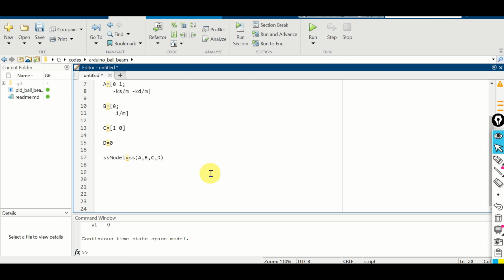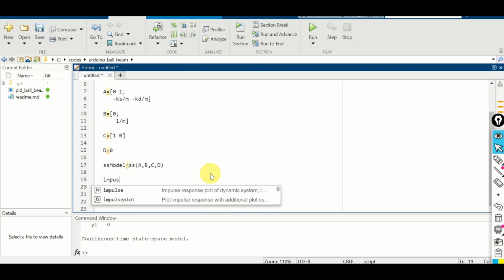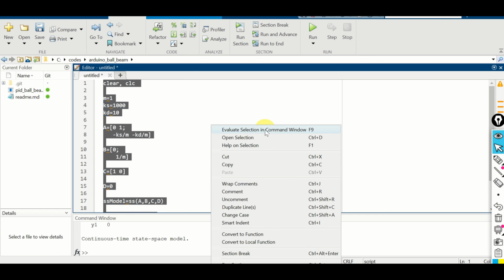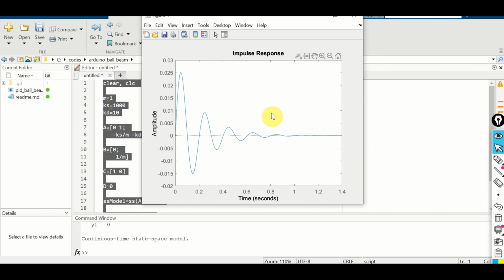The next step is to compute the impulse response. To compute the impulse response, we will use the function impulse. And we specify our SS model as the input argument, and that's it. Simple as that. So let's evaluate this. And here is the graph showing our impulse response. We can see that the impulse response decays over time. This means that the system is asymptotically stable and that the energy is actually dissipated inside of our system. This is mainly due to the damping that exists in the system.